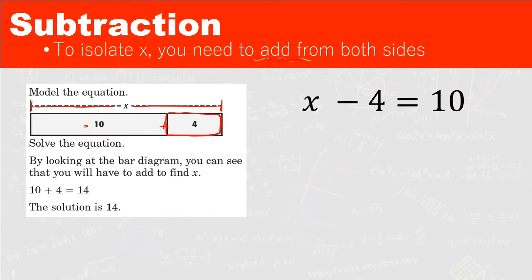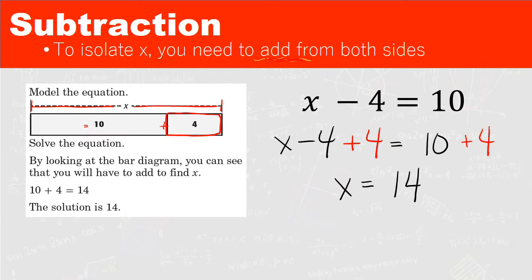When we take a look at our equation, we have x minus 4, and let's go ahead and add 4 to both sides: equals 10, and then we're going to do plus 4. When we simplify this, we have x equals 14. We can tell pretty quickly when we do our check, so please check your work. So we do our check here.